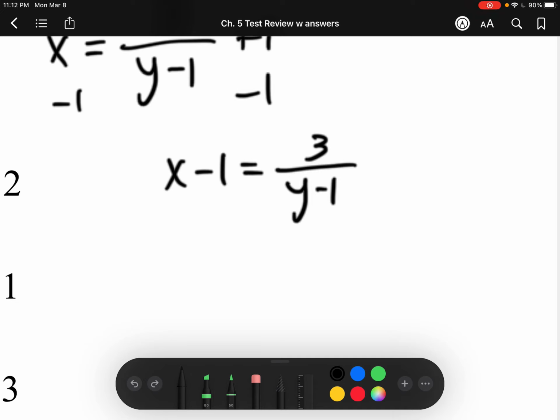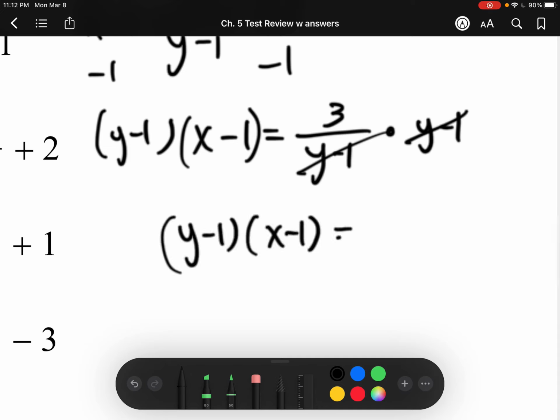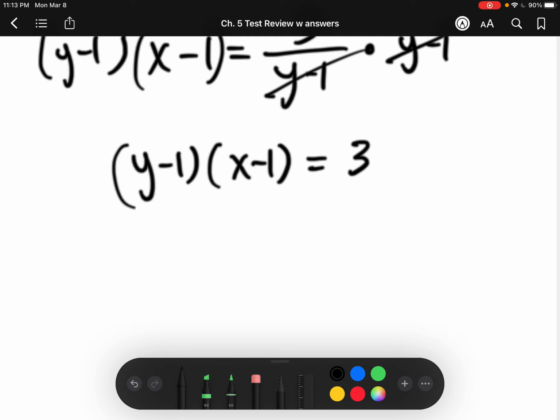Again, to get rid of the denominator, you're going to multiply by the denominator. Multiply the fraction by the denominator. So we're multiplying both sides by y minus 1. Right? So we get rid of this here, and then we're left with y minus 1 times x minus 1 is equal to, and we're left over with just 3. So again, if we would follow this normally and distribute, we would get the issue of having yx, which takes us further away from solving for y.